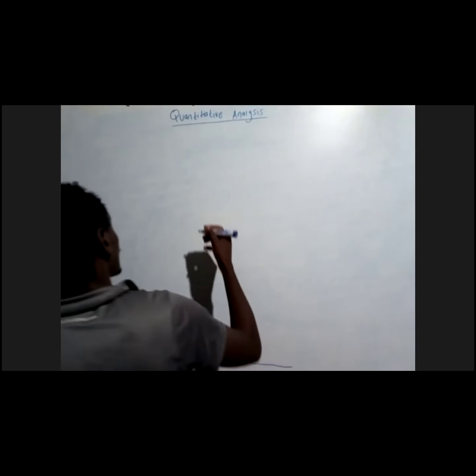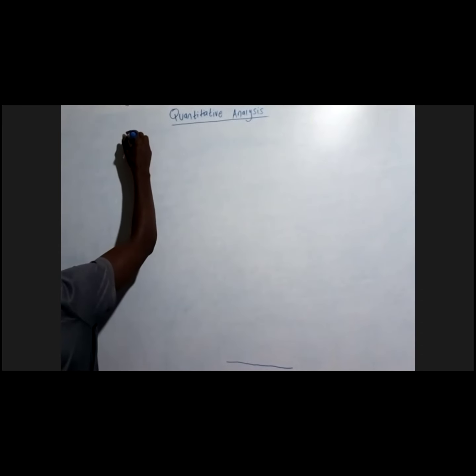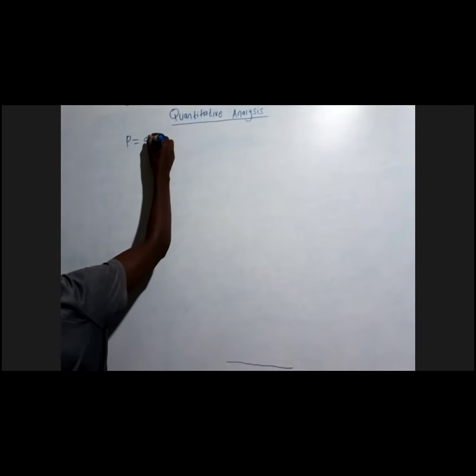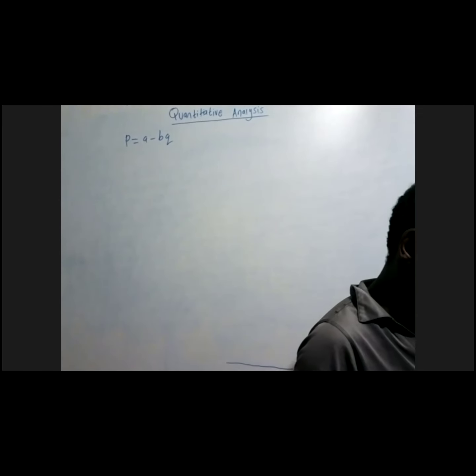Now let us continue from where we were. We were talking about the demand function, and we saw that a demand function is in this format: P equals A minus BQ. That was our normal demand function.